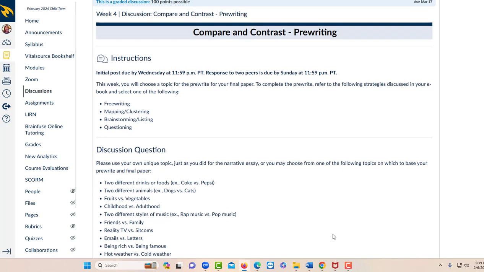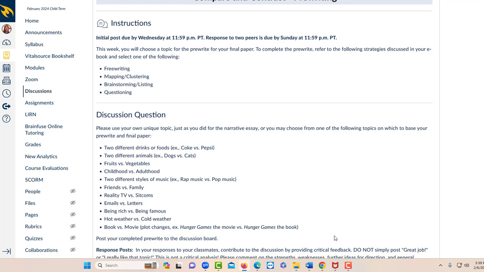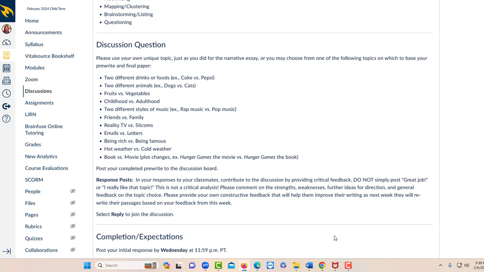Compare and contrast. In the week 4 discussion, this week, you will choose a topic for the pre-write for your final paper. To complete the pre-write, refer to the following strategies discussed in your ebook: free writing, mapping, brainstorming, questioning. Please use your own unique topic, just as you did for the narrative essay, or you may choose from one of the following topics on which to base your pre-write.